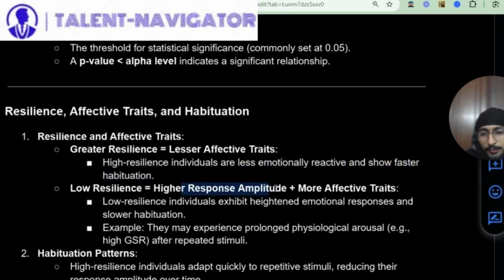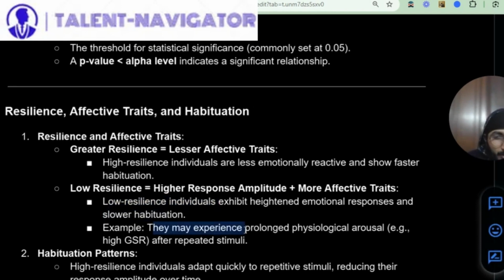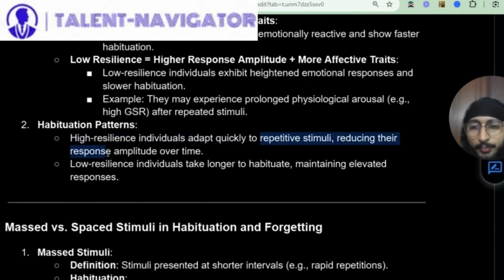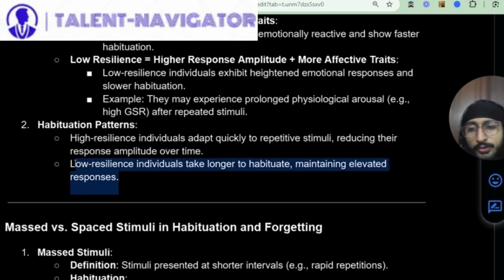While low resilience is equal to high response amplitude plus more affective traits. Low resilience individuals exhibit heightened emotional responses and slower habituation. For example, they may experience prolonged physiological arousal, such as high GSR after repeated stimuli. Now, habituation patterns: high resilience individuals adapt quickly to repetitive stimuli, reducing their response amplitude over time. Low resilience individuals, however, take longer to habituate, maintaining elevated responses.